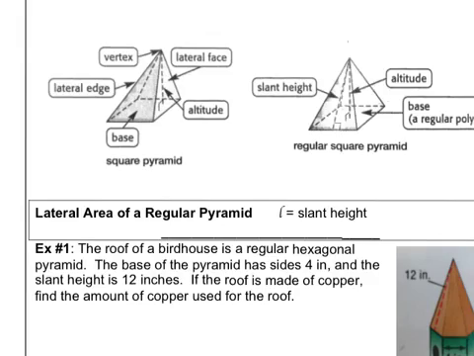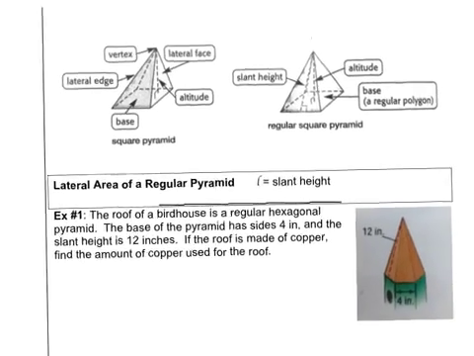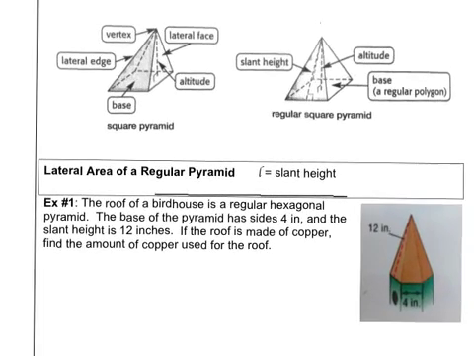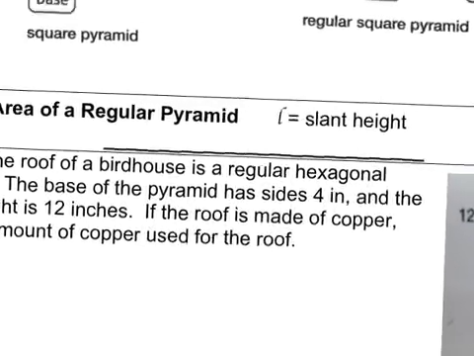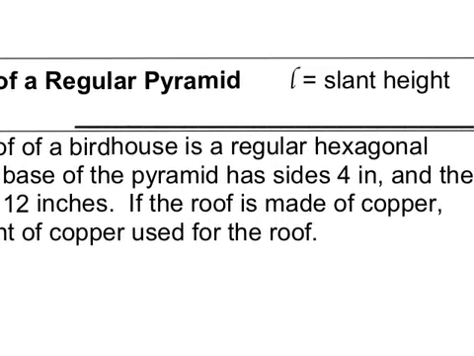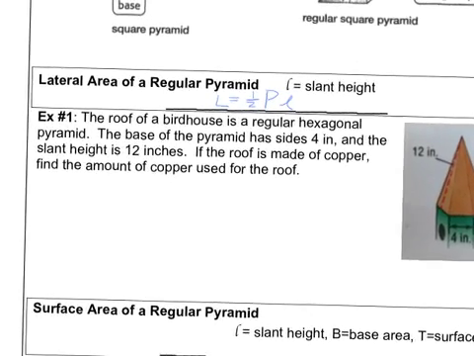Alright, so how do we find the lateral area of a pyramid? Well, there's a formula for that. So let me zoom in. It is L equals 1/2 perimeter times l, and the l represents the slant height.